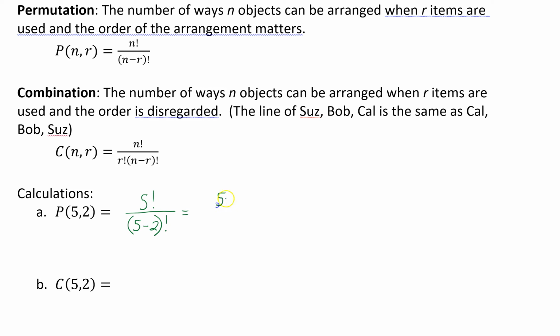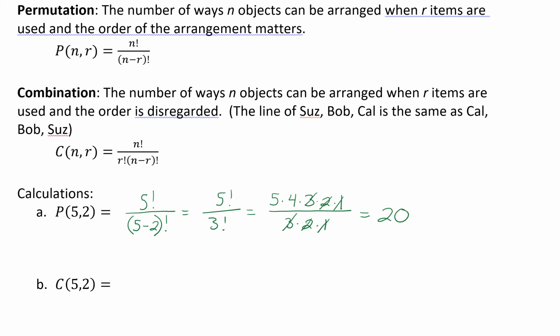This becomes 5 factorial over 3 factorial. Now, if we know the definition of factorial from a prior lesson, we can see that 5 factorial is 5 times 4 times 3 times 2 times 1. And 3 factorial is 3 times 2 times 1. Like reducing fractions, if I have a factor in the numerator and in the denominator, they reduce out. That means I'm left with 5 times 4, which is 20.